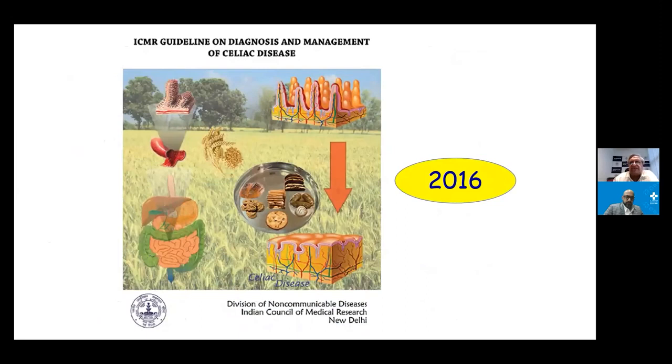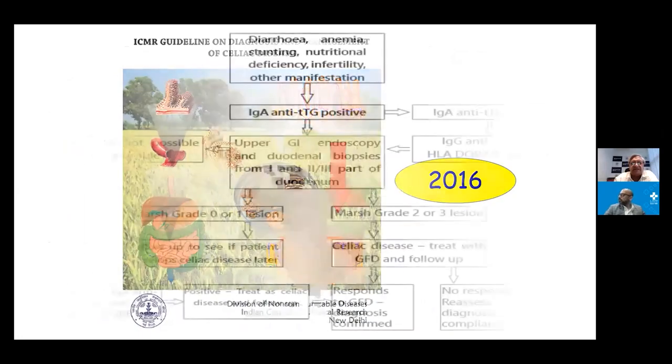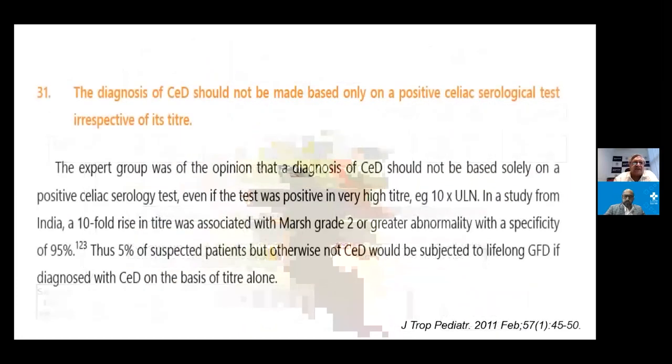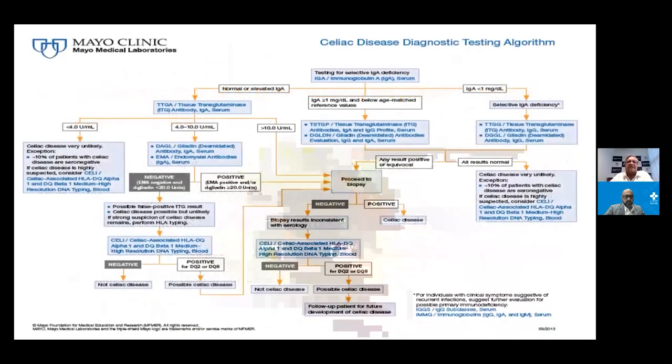ICMR had also issued guidelines on how to diagnose and manage celiac disease in 2016. They mentioned that we should go by an algorithm, and that we should not rely only upon serology, but also do histopathology. The best is the algorithm indicated by Mayo Clinic.